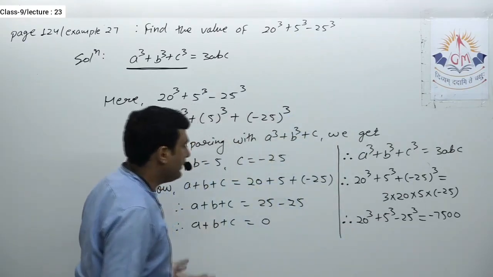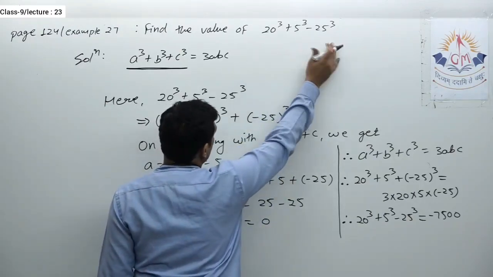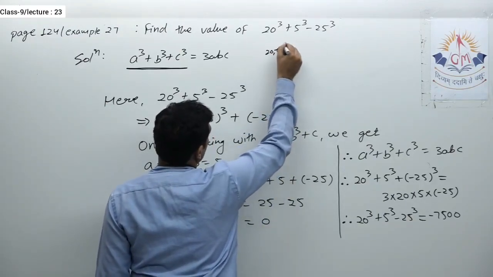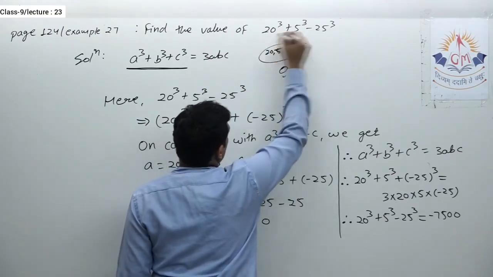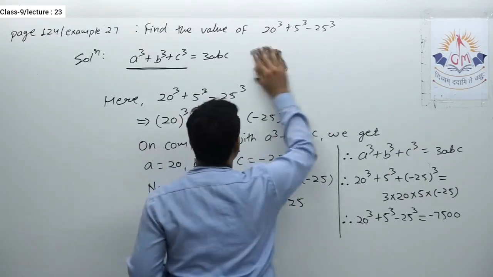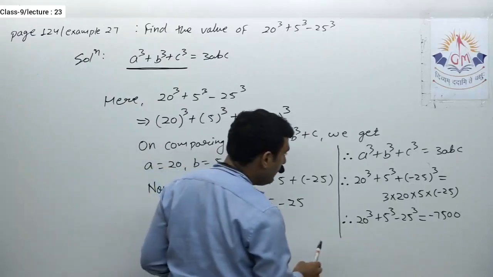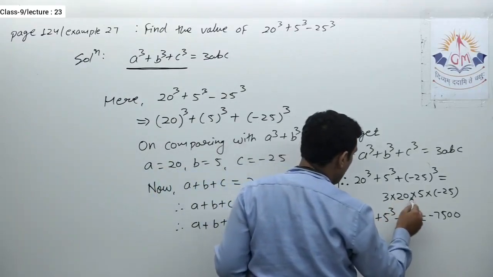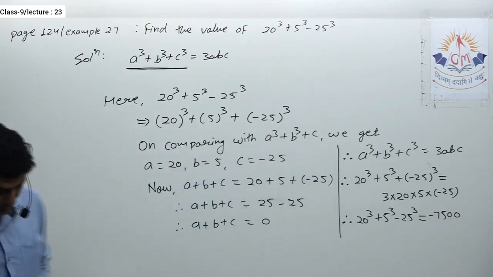So if you get this type of question in the MCQ part, simply you have to check if it is possible to write in that form. So A will be 20, B will be 5, C will be minus 25. Yes, their sum is 0. So just multiply them and get the answer, multiplied by 3. Okay, multiply these and then take 3 times that, 3ABC. Okay, so note it down, then we'll see the next question.